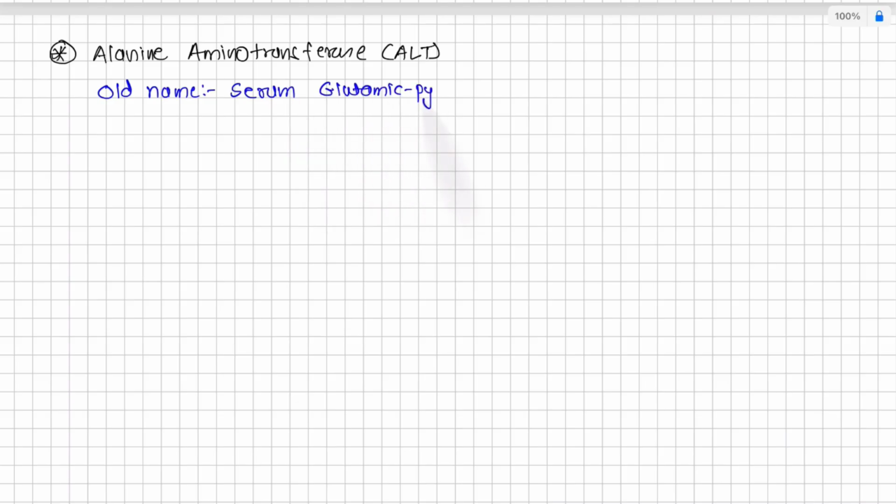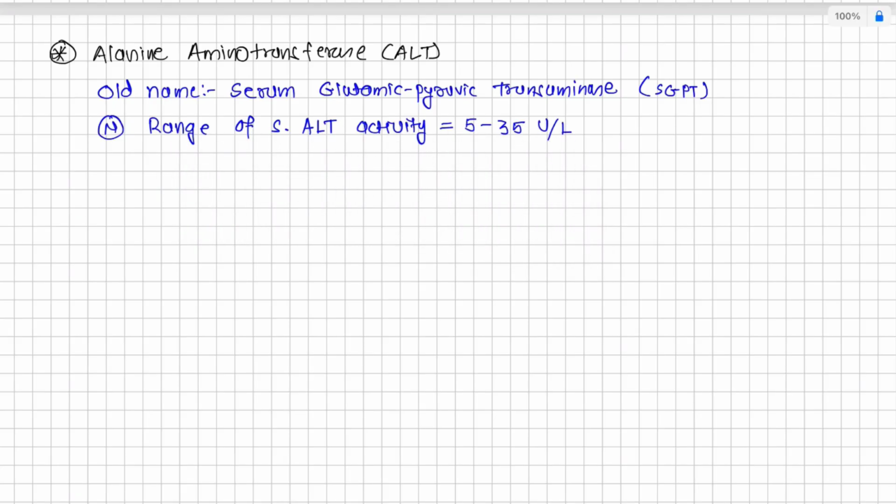Now, the next enzyme to discuss is alanine aminotransferase or ALT. Its older name is serum glutamic pyruvic transaminase or simply SGPT. The normal range of serum alanine aminotransferase activity is 5 to 35 units per liter.